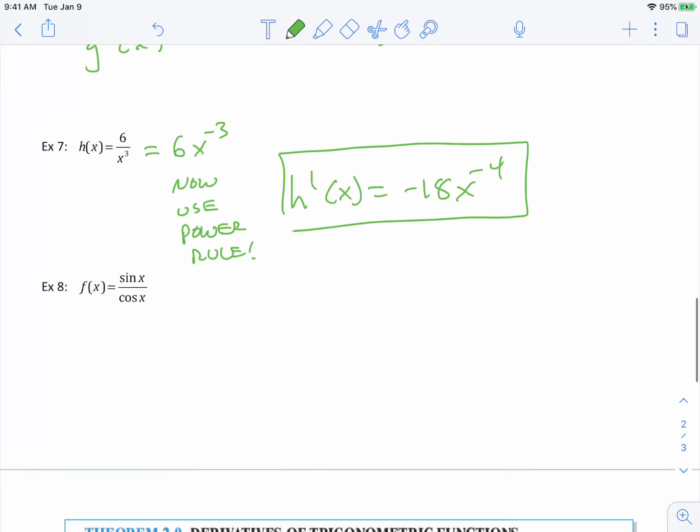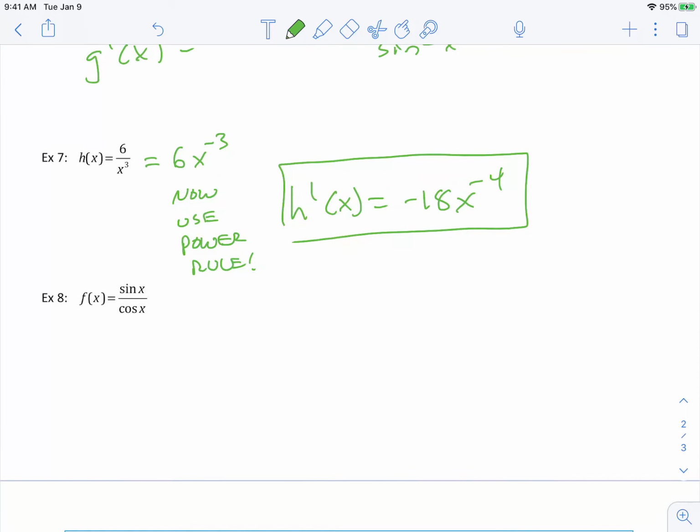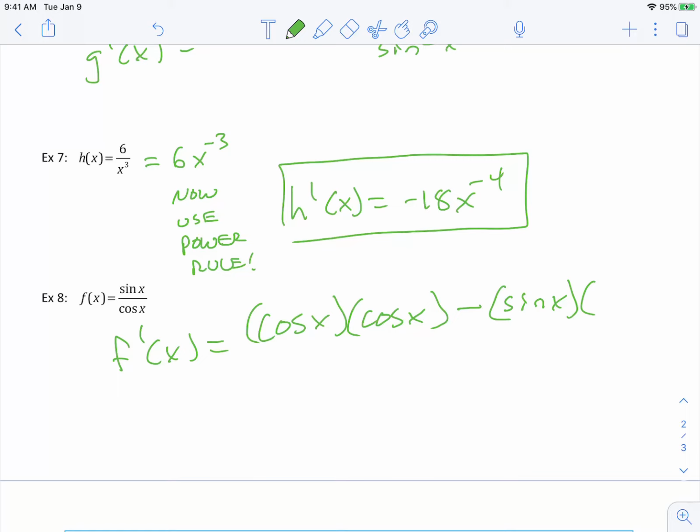All right, and now example 8. So we got some trig functions here, so let's go for it. F prime of x. How do I find the derivative of this quotient? So that's going to be low, d high, so sine of x, take the derivative, that's cosine. Minus high, so that's sine of x. D low, so that is going to be negative sine of x, over low squared, so that's cosine squared of x.